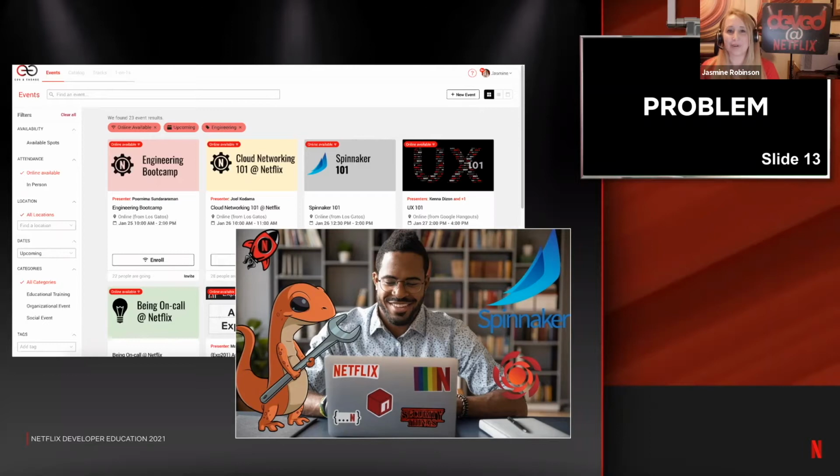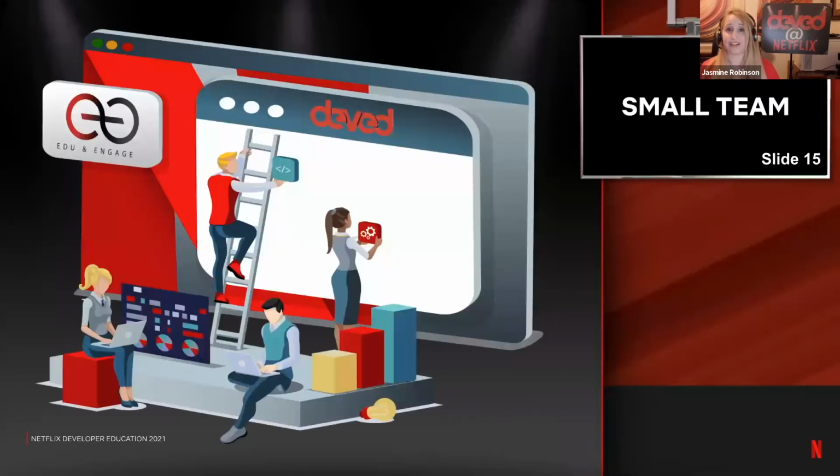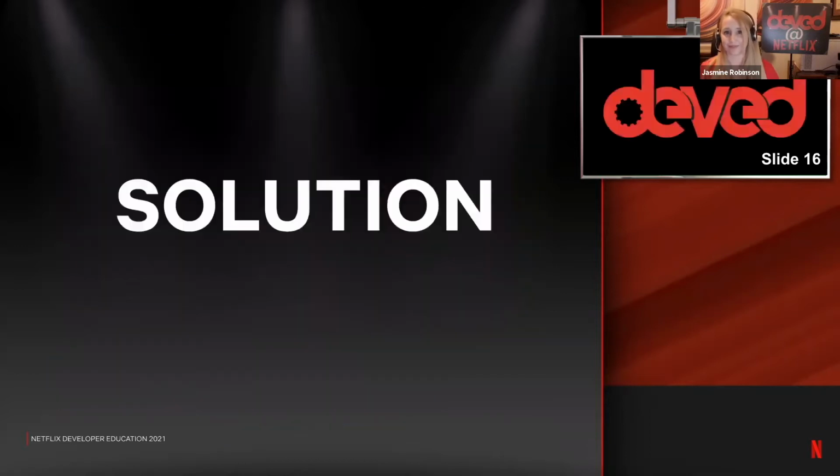At the same time, we want to help ensure our volunteer trainers and our learners are maximizing their time. Because if you break down the costs to a room full of engineers for an hour, plus the time needed for an engineer to create that content and offer the training, every workshop is costing the company thousands of dollars. Now, there's only 4 of us, so we have to find the best ways to maximize our time to have the most positive impact on engineering learning.